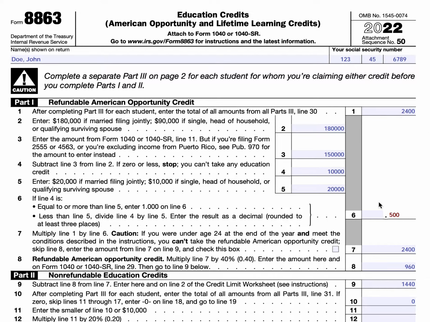Multiplying line 1 by line 5, we'd get $1,200, and then we would multiply that by 40%, and that would be the amount that we could use as a refundable credit. Now back to the original example, we're fully under that phase out, so that doesn't matter. We put in 1.0 as the decimal, which means we're taking this full $2,400, and then we're going to take 40% of that.